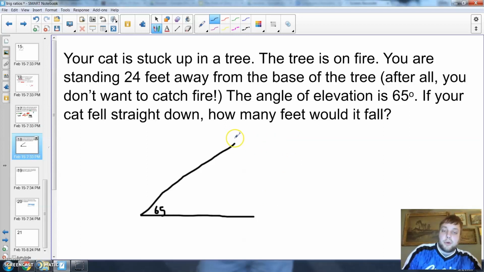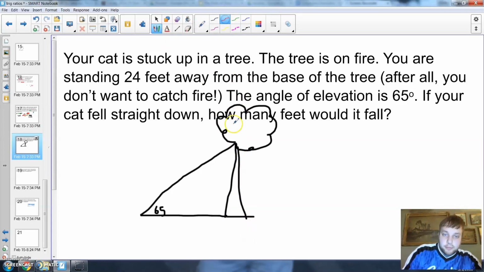Alright, so here's this burning tree. Alright, you guys see this thing right here? Alright, that is a perfect tree. Let's add some flames here. Okay, I'm not going to draw a cat because I'm no good at that. But, alright, so here's your tree. Here you are. Stick figure man. Alright. Save me!